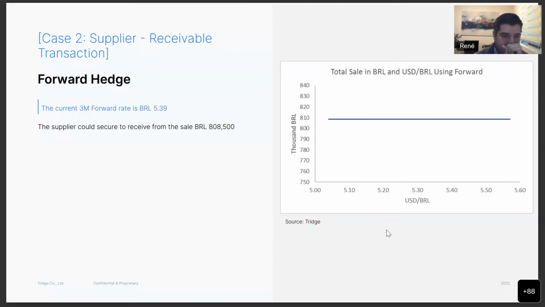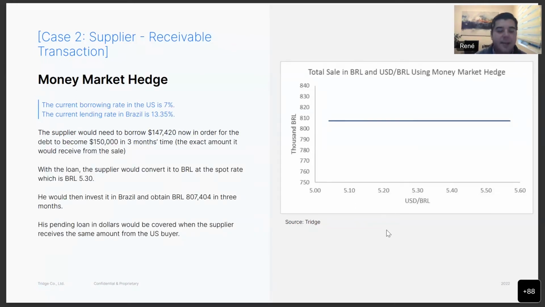Now let's look at the money market hedge. Remember, this guy wants to get rid of the dollars once they come. So he sets up a debt in US dollars. He borrows an amount that will become $150,000 in 3 months' time, which is equivalent to 147,420. Remember, in this case, the interest rates must be fixed, so that way I can know beforehand what I will receive or what I will pay if I were a buyer. So he borrows that amount that will become $150,000 in 3 months' time.